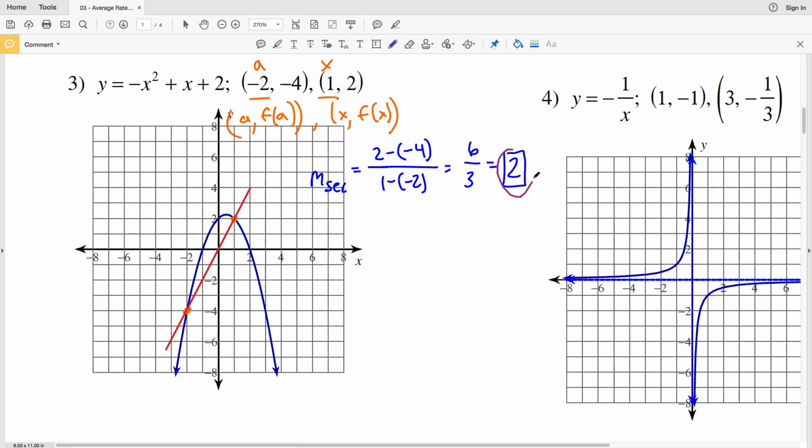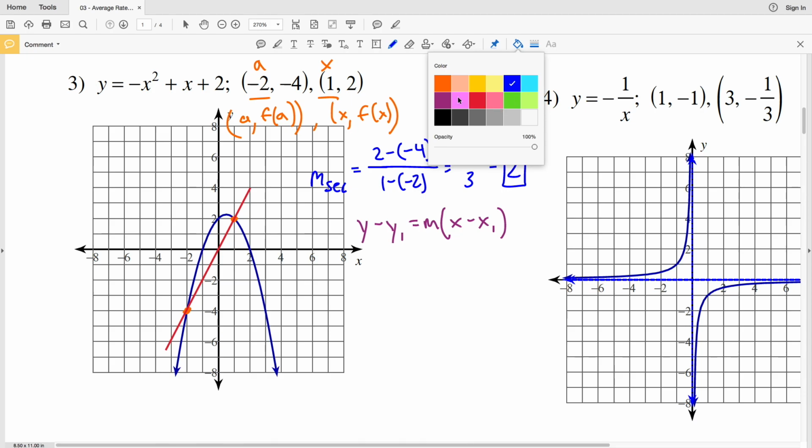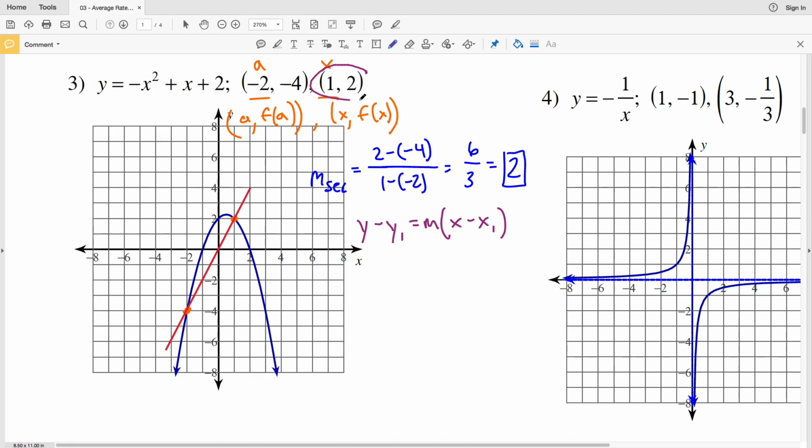Now we're going to take that value for our slope and use it in our point slope form. Remember from algebra, point slope form is y minus y1 equals m times x minus x1. That's how we find an equation of a line. And we're already given x1 and y1. Actually, we're given two different values. We can use negative 2, negative 4, or we can use 1, 2 as x1 and y1. Let's go ahead and use 1, 2.